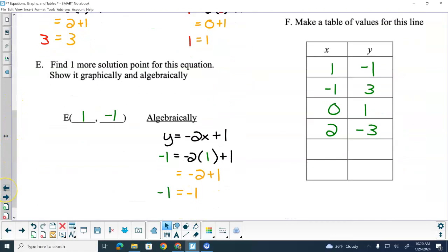So how would that go in my chart? What would my x value be? Negative 3. What would my y value be? Give me another one. 3 comma negative 5. So we have a 3 and a negative 5. Right? Okay. And then we filled in our chart. Okay.